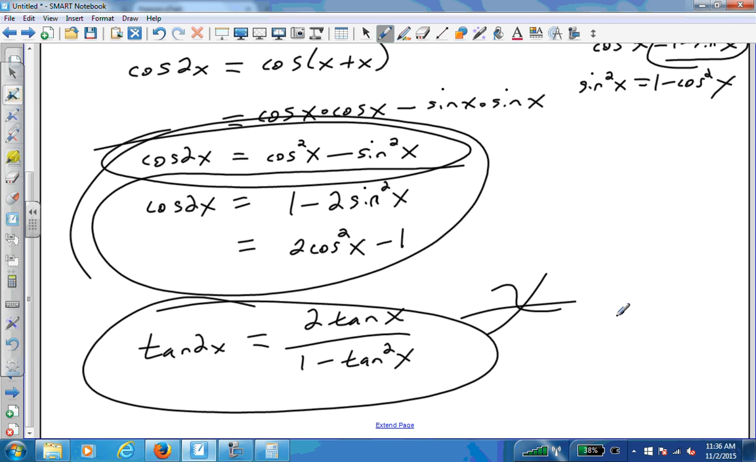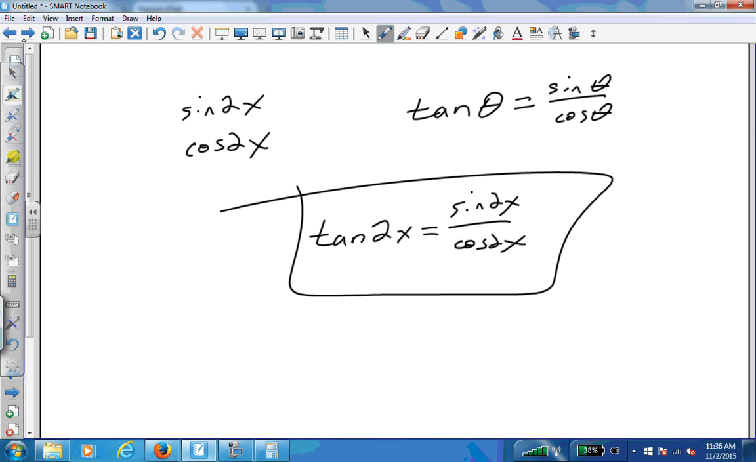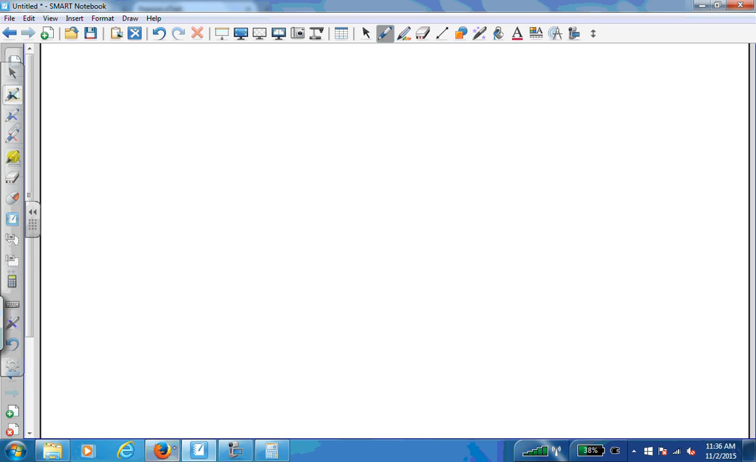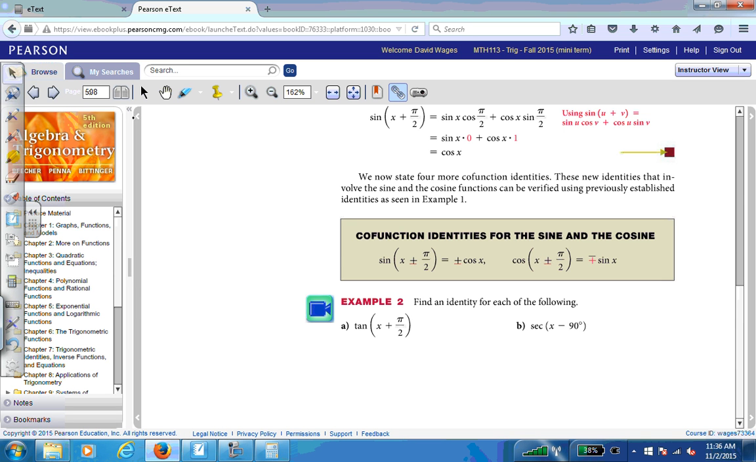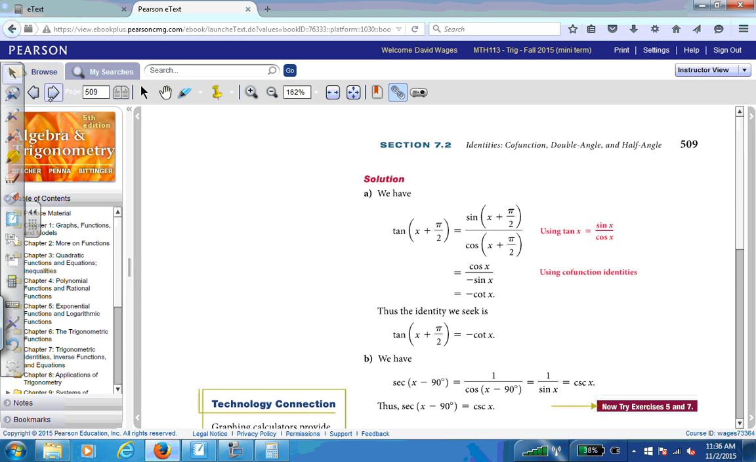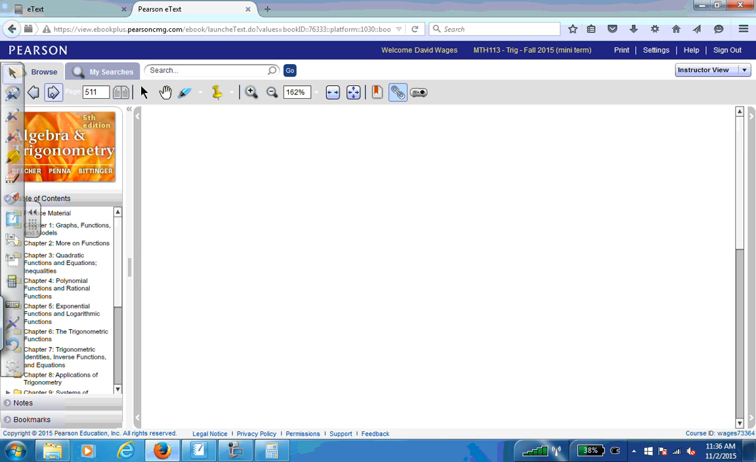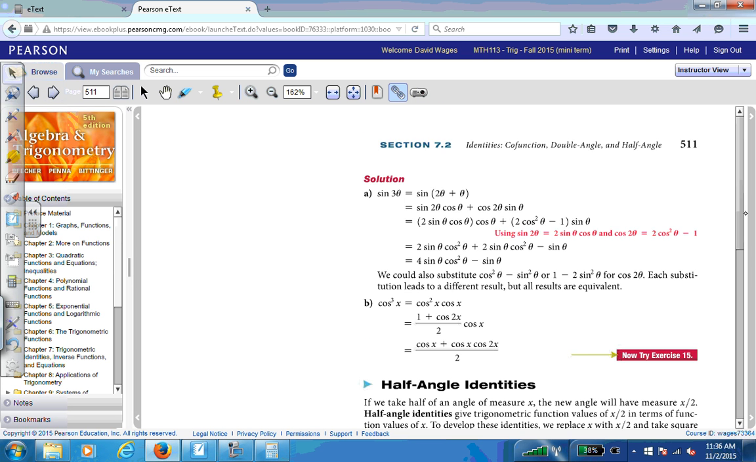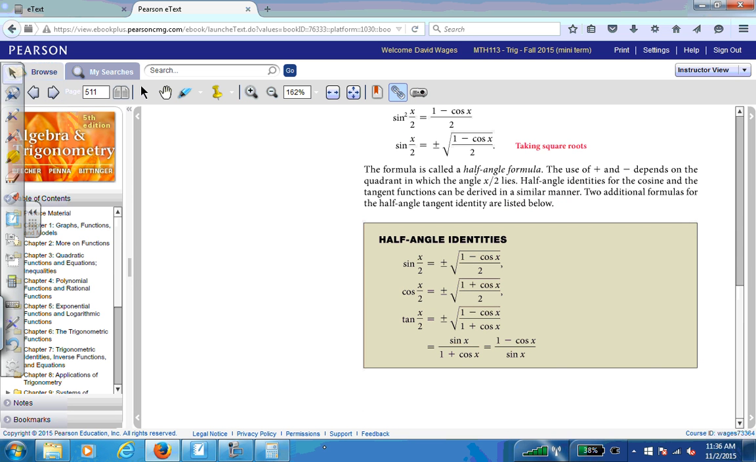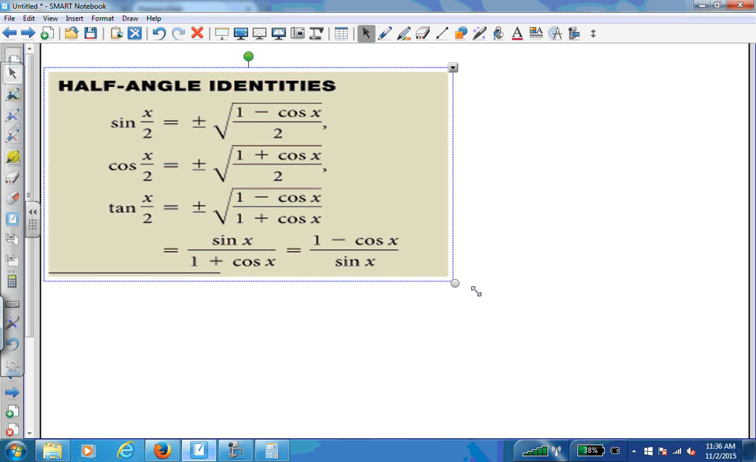Now, real quickly, let's look at the last set of identities for this section. These are on page 511. And then we'll work through a variety of problems involving these identities. So the ones we just looked at were the double angle identities. This set is the half angle identities.